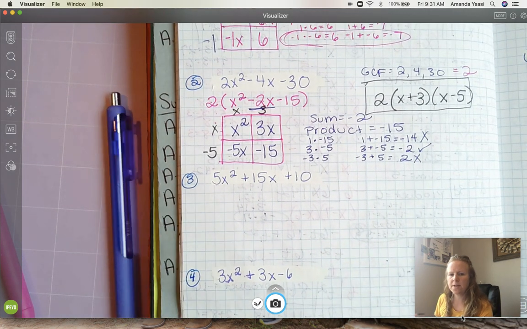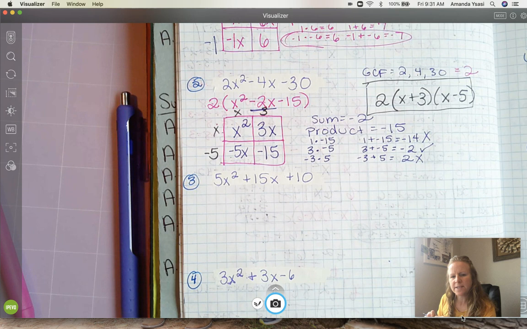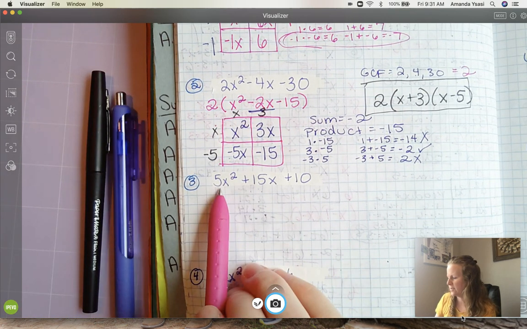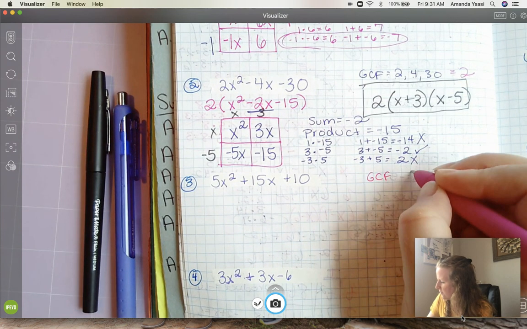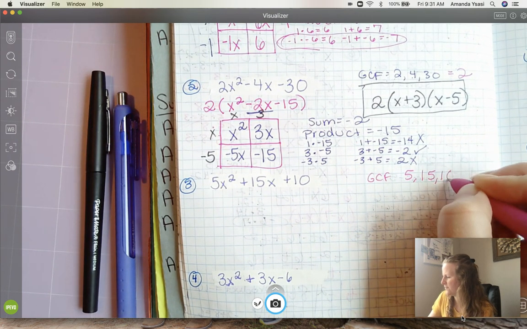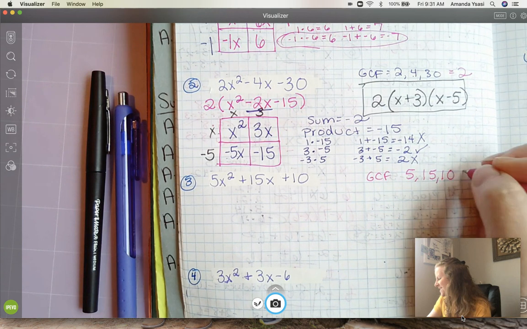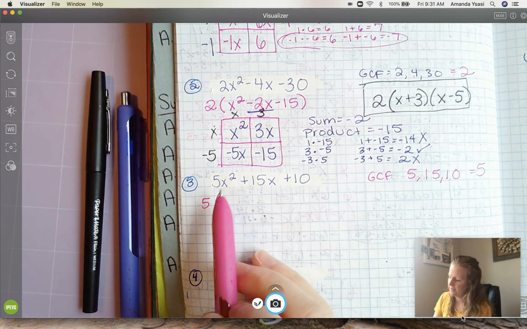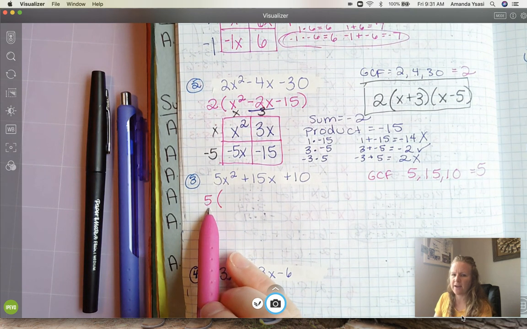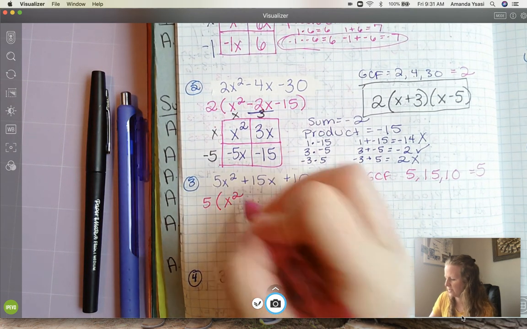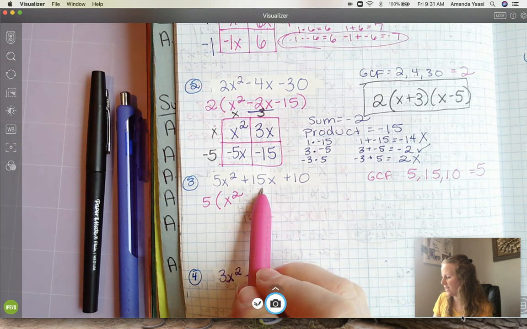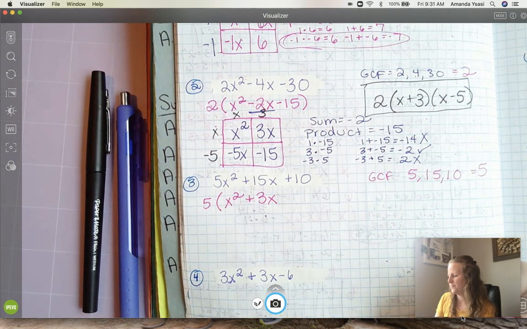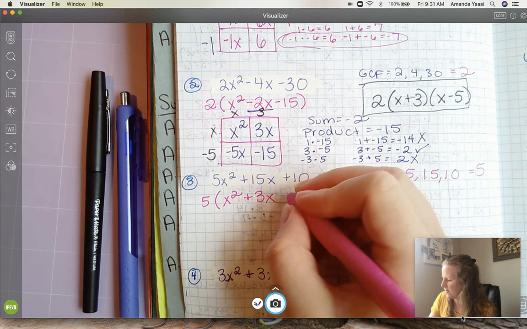Let's go to the next one. We have 5x squared plus 15x plus 10. So we need to look and see, can we factor anything out? Is there anything that will go into 5, 15, and 10? 5. So we have 5 parentheses. Now we divide. 5x squared divided by 5 is just 1x squared, so we're going to put x squared. 15x divided by 5 is a 3x, and 10 divided by 5 is a 2.